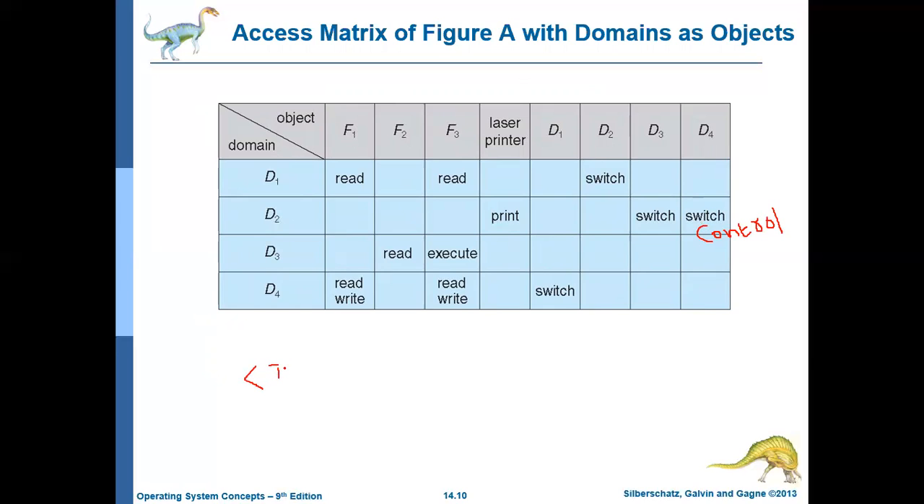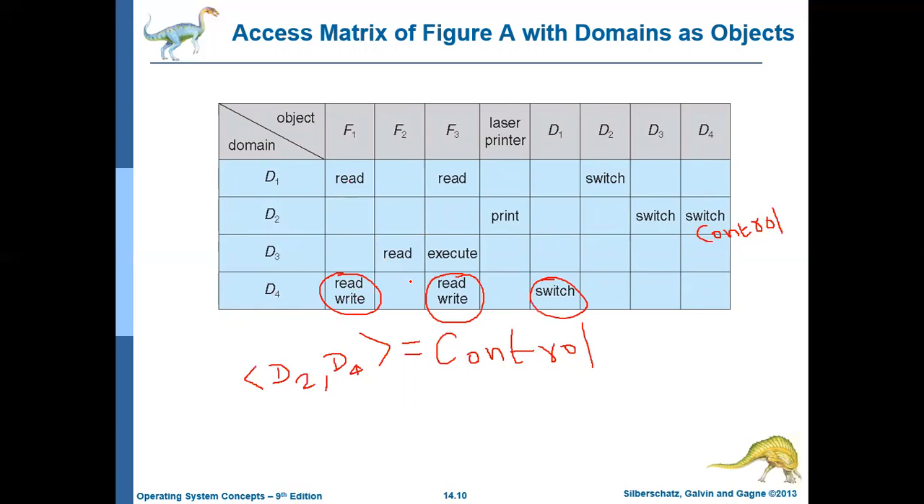So it means that the domain D2 can control the domain D4 because the control privilege was added to D2, D4. So what does it mean by control? Control means the domain D2 can remove any privileges that are associated with the domain D4. So domain D4 has these privileges. It can perform read or write operation on F2, read and write operation on F3, and switch operation to D1. Now, if D2 wants to remove any of these privileges, D2 can remove. Okay. D2 can also add privileges if D2 is the owner of some privilege.